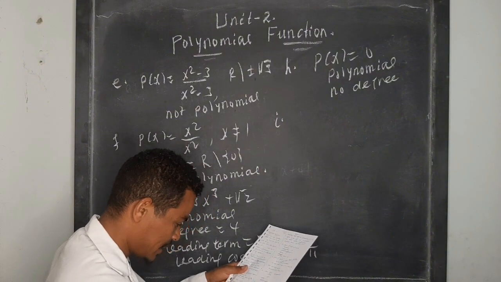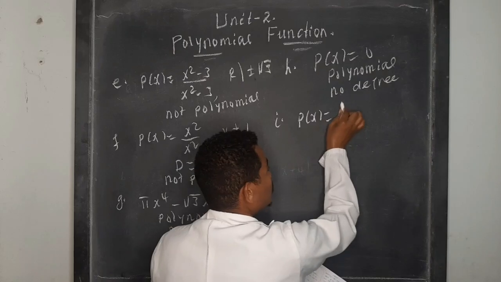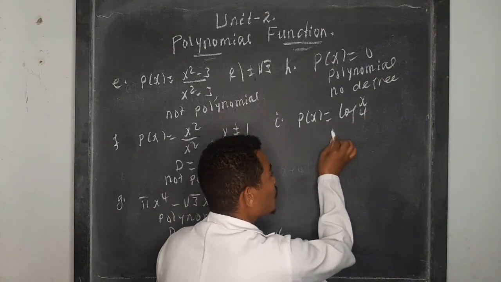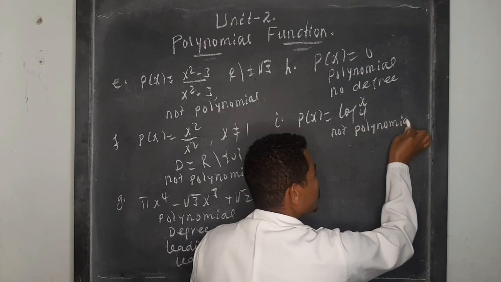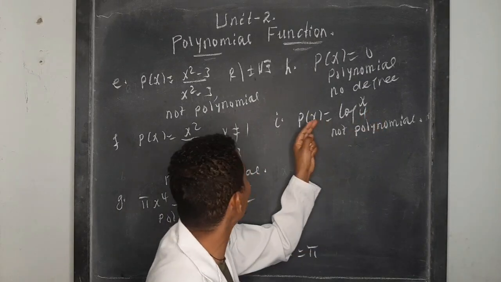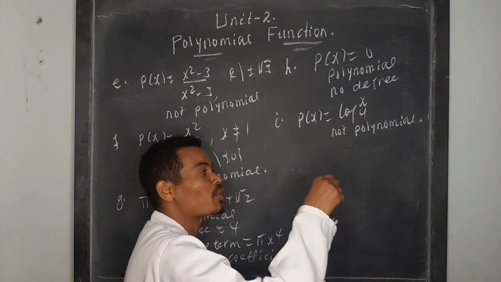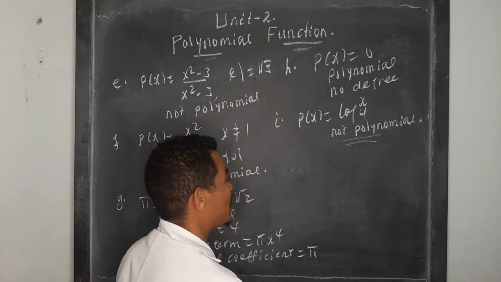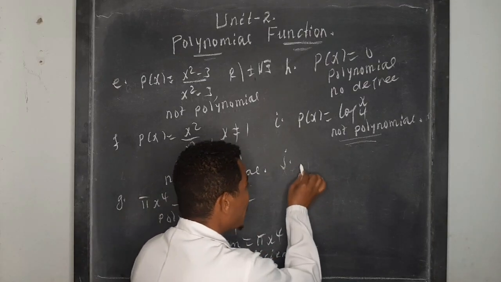I. P of x is equal to log x to the base 4. This one is not a polynomial, because even the domain is x greater than 0. At the same time, we cannot write it in the polynomial form an x to the power of n plus an minus 1 x to the power of n minus 1, so it is not a polynomial.